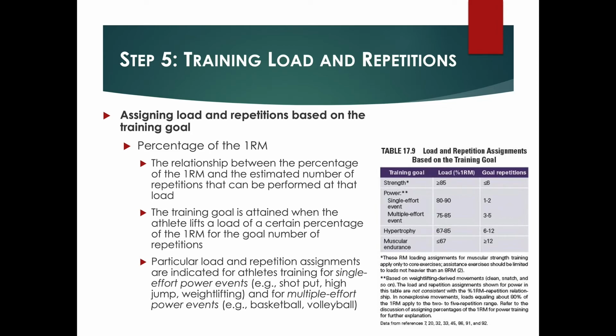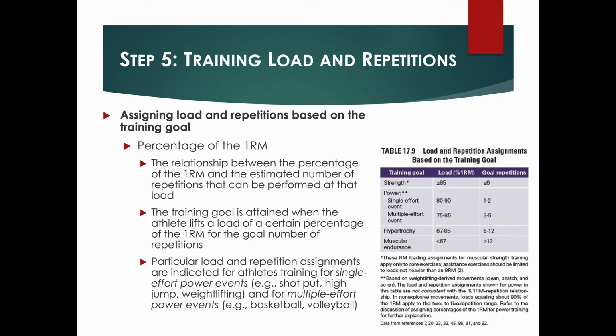Particular load and repetition assignments are indicated for athlete training for single effort power events, such as shot put, high jump, weightlifting, and multiple power events, basketball and volleyball. And you can see right now, less than 6 repetitions, but greater than 85% of a 1RM should be the load percentage and repetitions. Power for the single effort, so 1 to 2 repetitions, 80 to 90% of 1RM.